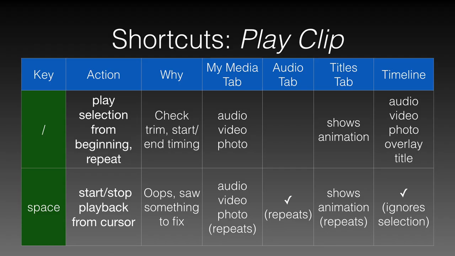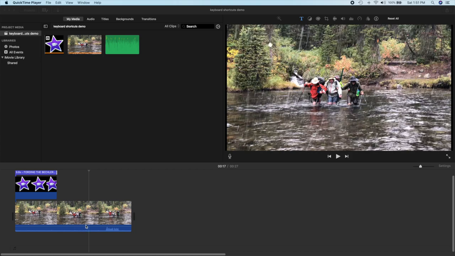You probably already know that the space bar starts and stops playback from the current playhead position. But what you may not know is the slash key is extraordinarily useful in that it begins play from the beginning of whatever element is selected and then repeats. I find this extraordinarily useful for making sure I have a title or overlay or audio track positioned properly. Okay, let's see how this works.